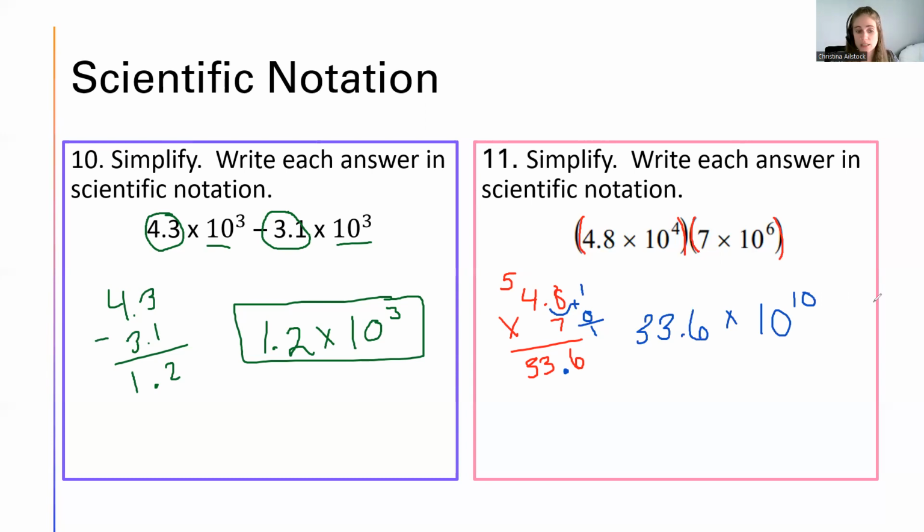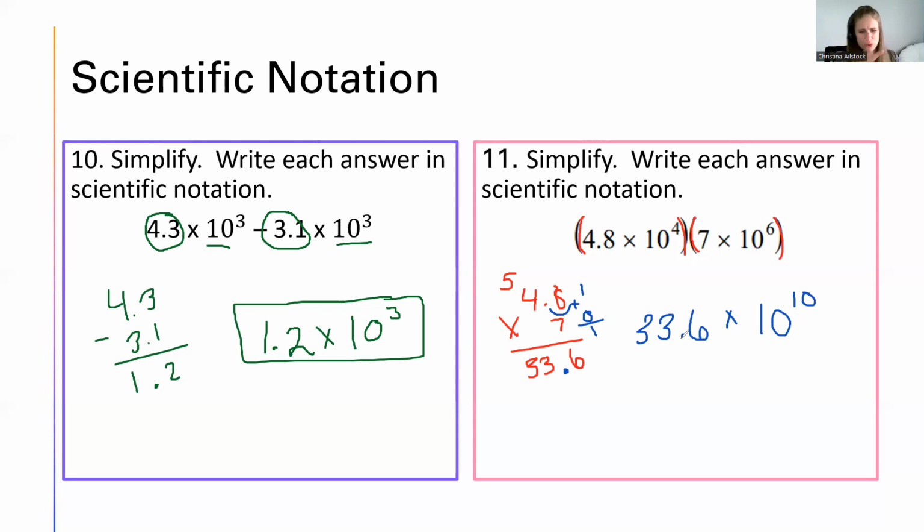No, it is not. If you didn't say no, think about why not. Why is 33 and 6/10 times 10 to the 10th not our final answer? Because it's not correctly written in scientific notation. In order for something to be correctly written in scientific notation, our coefficient needs to be greater than or equal to 1 and less than 10. And 33 and 6/10 is definitely not less than 10. So we need to move our decimal point to make that happen.